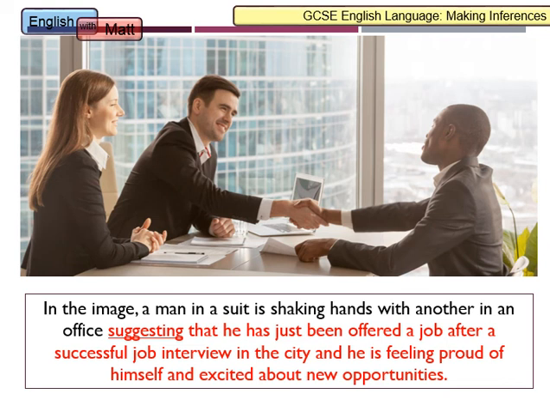So the evidence is, in the image, a man in a suit is shaking hands with another in an office, suggesting that he has just been offered a job after a successful job interview in the city, and he is feeling proud of himself and excited for new opportunities. So the red is the inference. It's our own interpretation. It's our own inference. Okay, we haven't been told the red bit, nothing's told us that, but we've worked it out for ourselves. It's a logical conclusion, a logical judgment that we've made by looking at the evidence.